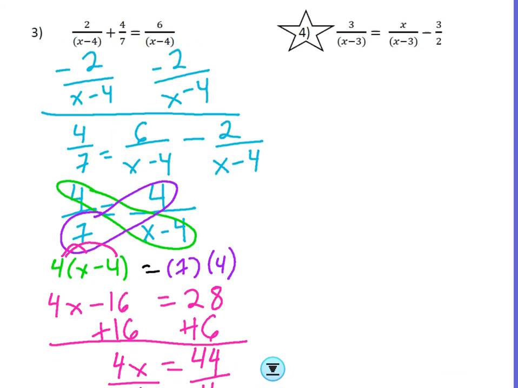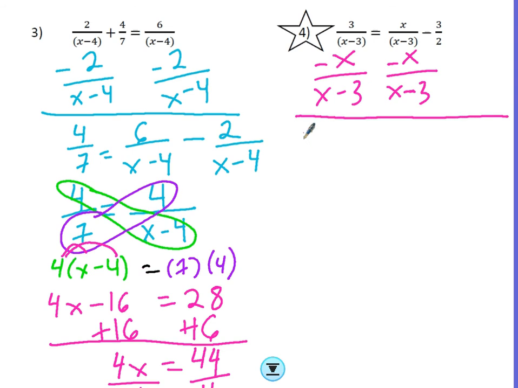Then let's take a look at number 4. Again, we need everything with a common denominator to be on one side. So we've got 3 over x minus 3 equals x over x minus 3 minus 3 halves. We're going to subtract x over x minus 3 from each side. So I get 3 over x minus 3 minus x over x minus 3 equals negative 3 halves. That negative here cannot go away just because we subtracted what goes first.